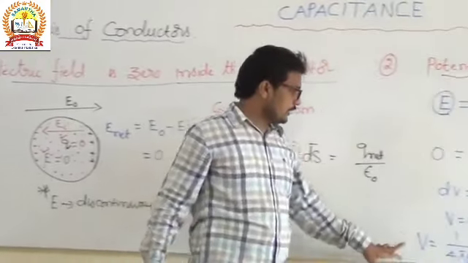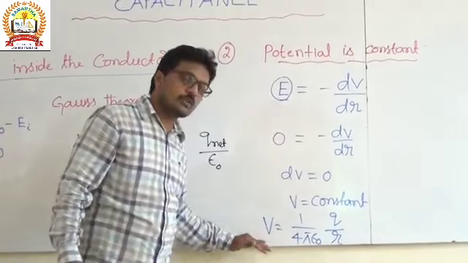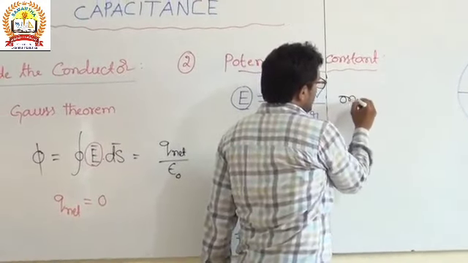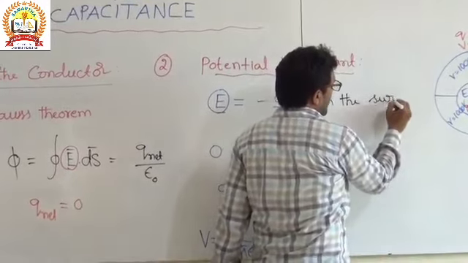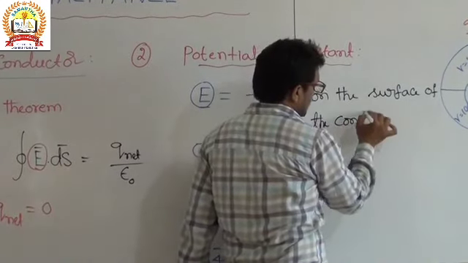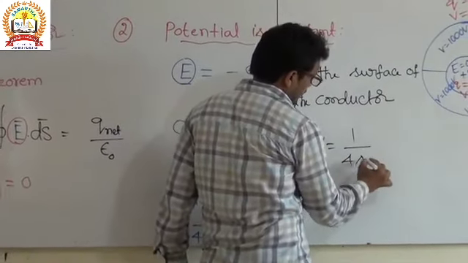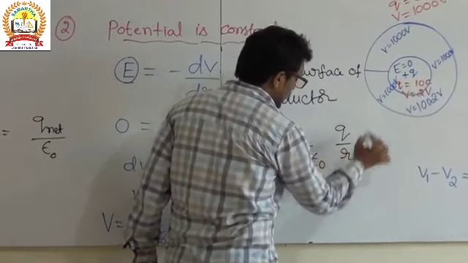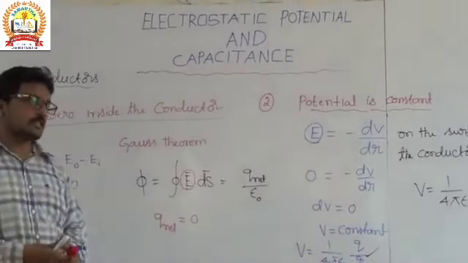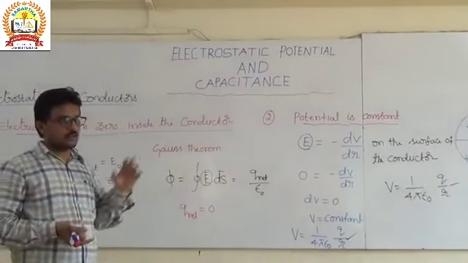Now the potential inside the conductor is 1 upon 4 pi epsilon naught Q by R. On the surface of the conductor, the potential V is equal to 1 upon 4 pi epsilon naught Q by R. So inside the conductor and on the surface of the conductor, the potential will be the same. That is the constant.